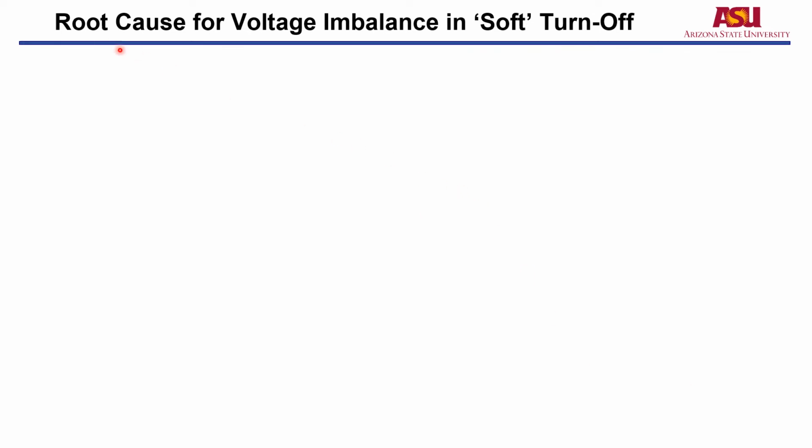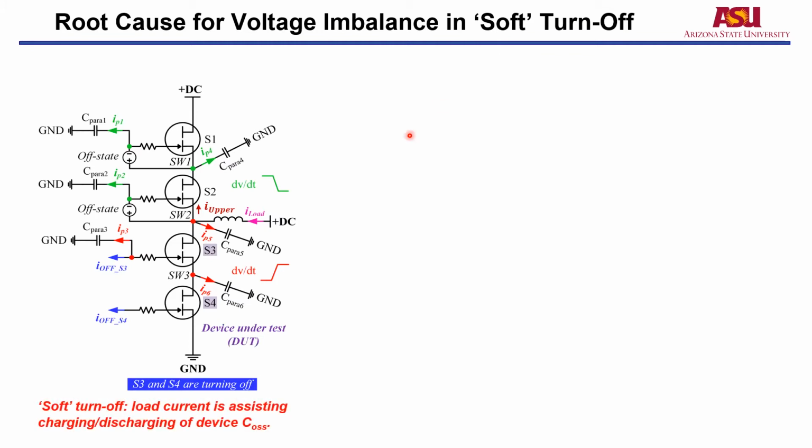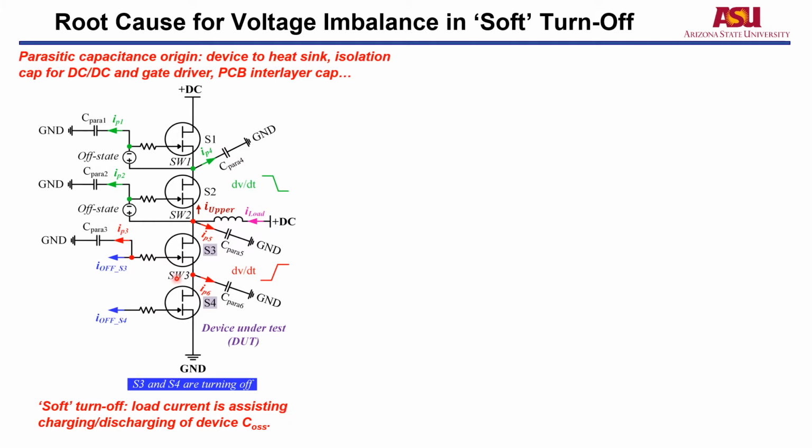Next, let's look at the root cause for the voltage imbalance in soft turn-off. The soft turn-off is defined as here: the load current is assisting the charging and discharging of the device junction capacitance. In this schematic, we can see we have the parasitic capacitance, both the gate to ground parasitic capacitance as well as the drain to ground parasitic capacitance. The origin of the parasitic capacitance includes the device to heatsink capacitance, the isolation capacitance for DC-DC and gate drivers, as well as the PCB interlayer capacitance.